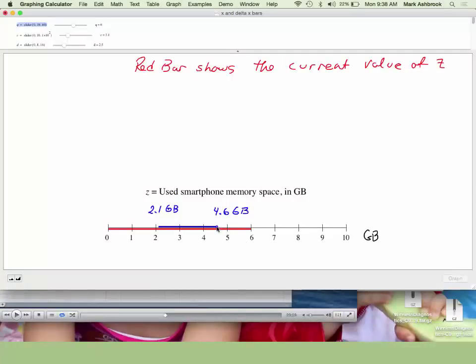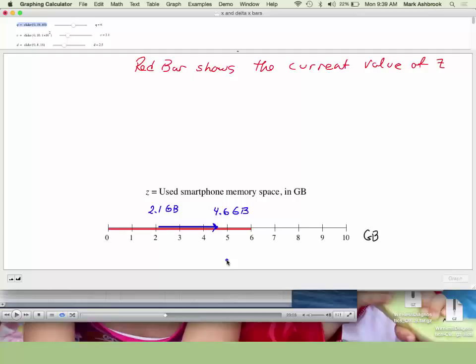So maybe if I put a little arrow on it like this. It starts at 2.1, ends at 4.6. Over the course of time. So what happened over the course of time to the memory space? Someone started keeping track at 2.1 and then until a certain time, and then at the end of that time it was 4.6. Okay, right, yeah.